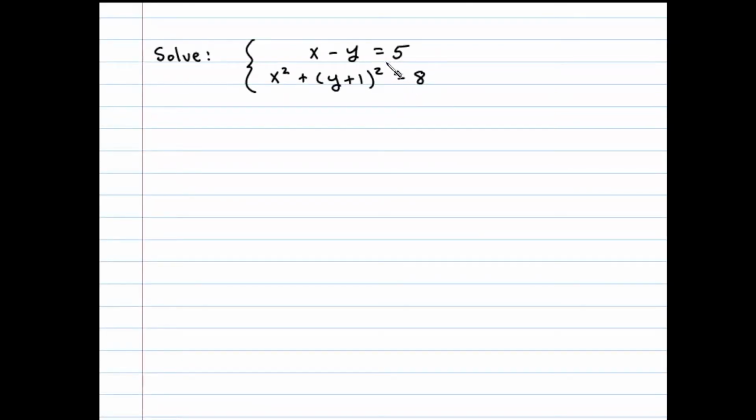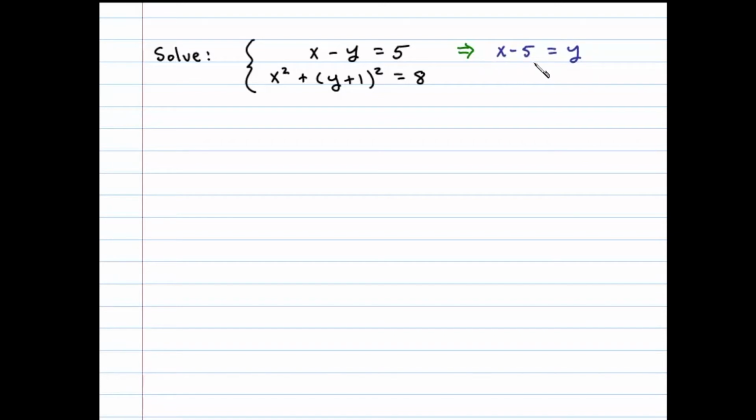Here we're asked to solve a nonlinear system. Let's solve this using the substitution method. And so the first step would be to isolate one of the variables here. In this case, I'm going to isolate y and write x minus 5 equals y.